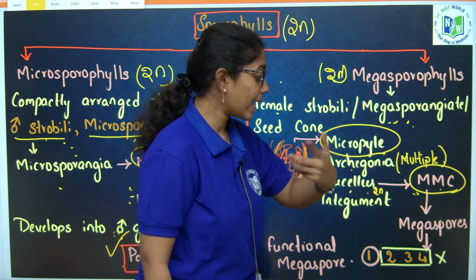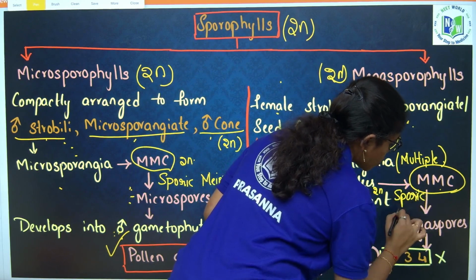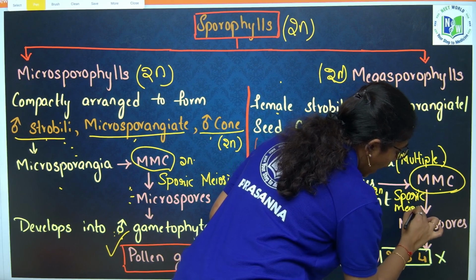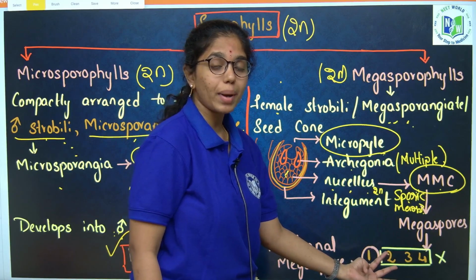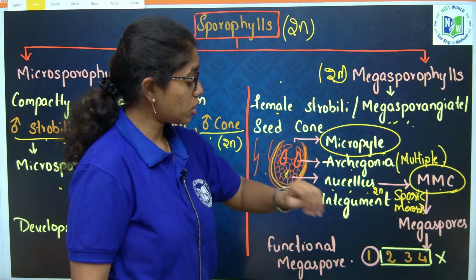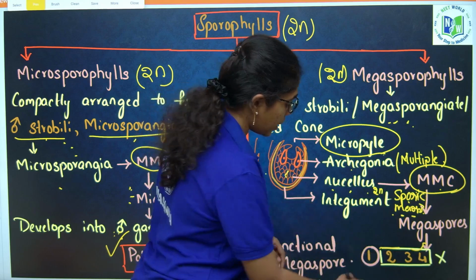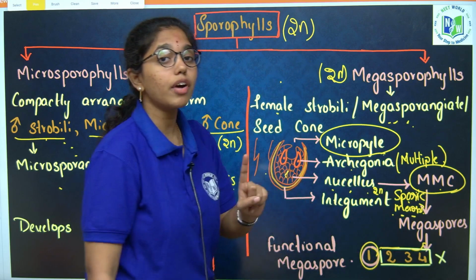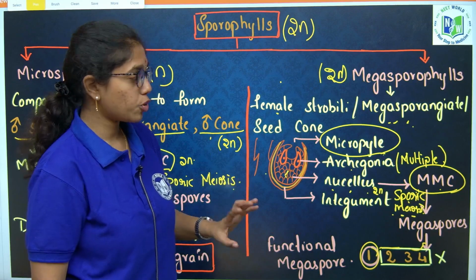Megaspore mother cell again conducts what, beta? Sporic meiosis. They conduct sporic meiosis and form megaspores. How many daughter cells will form at the end of meiosis? 4 daughter cells. Of the 4 daughter cells which are formed, 3 degenerate and there is only one functional megaspore. There is only what? One functional megaspore. Clear, beta?